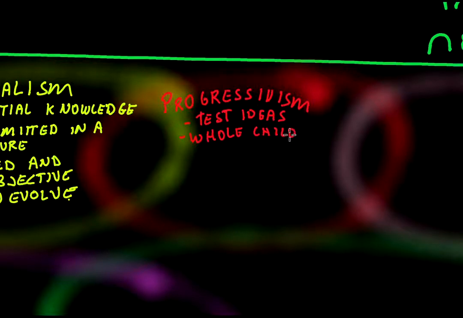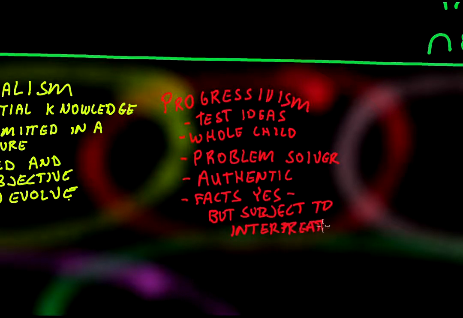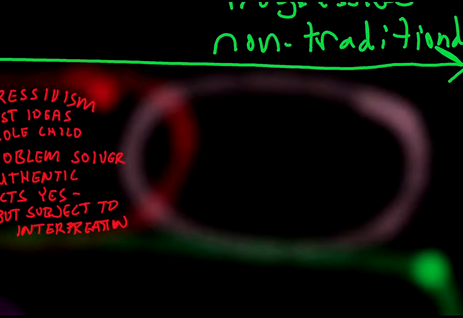Okay, so now move more to the right and talk about progressivism. And in progressivism, we focus on the whole child, and that ideas should be tested with active experimentation. The scientific method is big in this, and the learner is a problem solver of authentic experiences. So there's a strong emphasis on learning to be a democratic citizen by participating in democratic experiences. That comes from John Dewey, and he was a strong proponent of this philosophy.